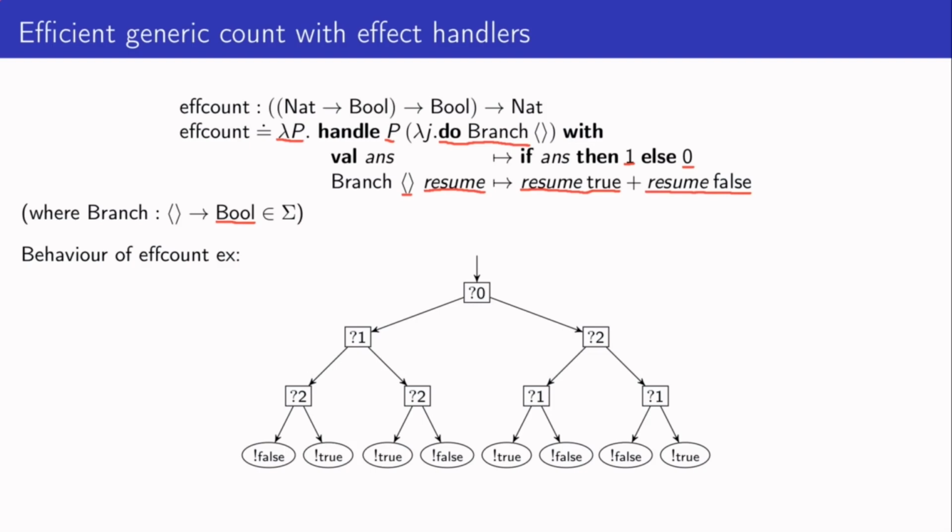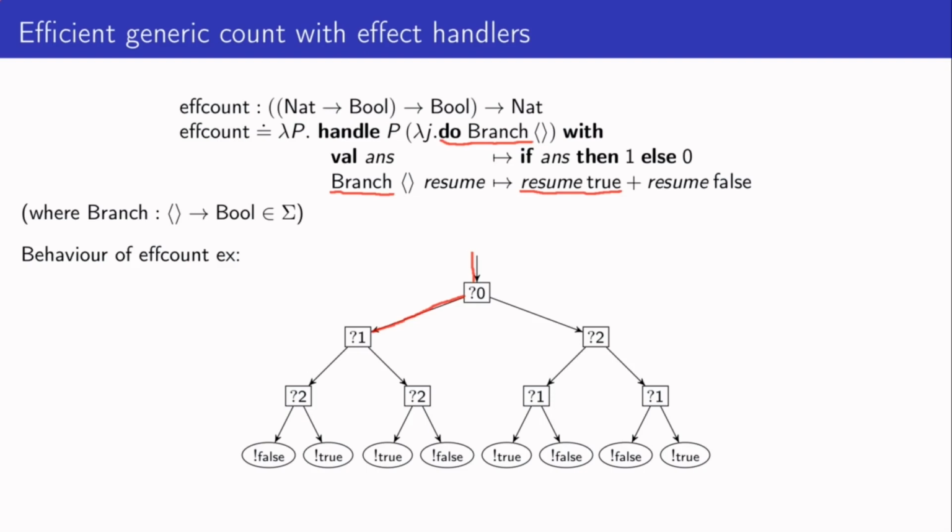Now, let's consider a concrete evaluation of generic count applied to our example predicate. The first thing that happens is the predicate queries the zeroth component of the point. This query causes an invocation of the branch operation. This invocation causes control to transfer into the branch clause in the handler, where the first thing we do is we resume the continuation with true, meaning that we descend down the left branch in the tree. Now, when the predicate queries the first component of the point, the very same thing will happen.